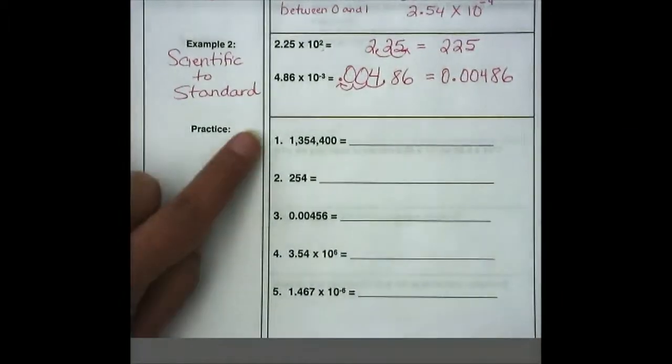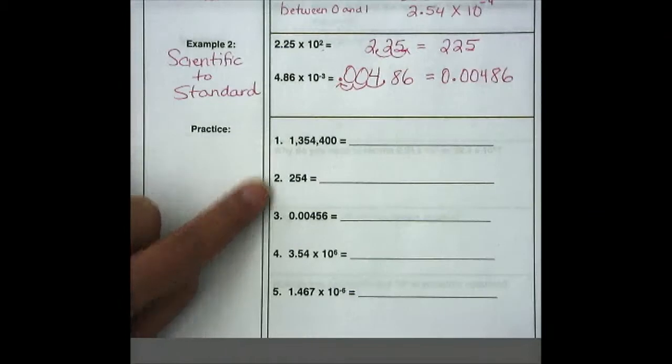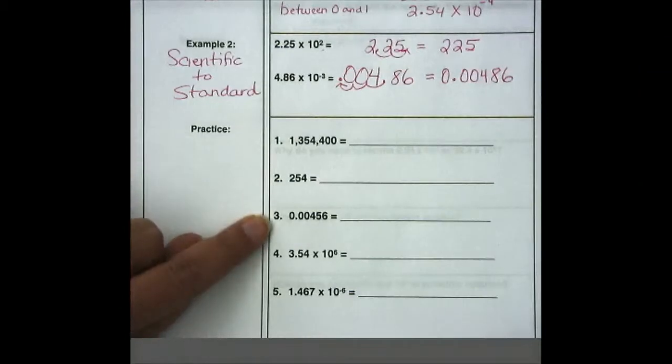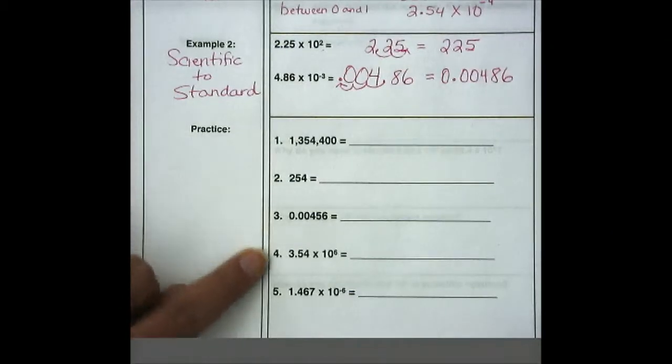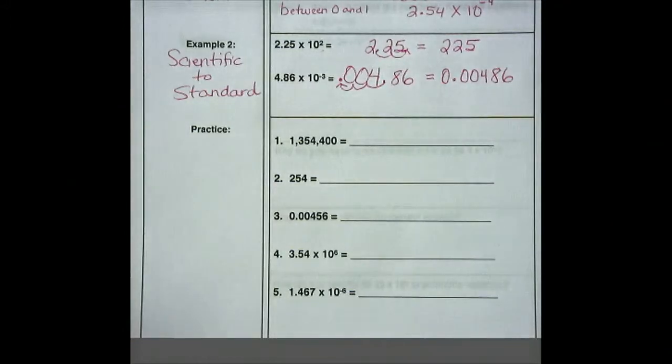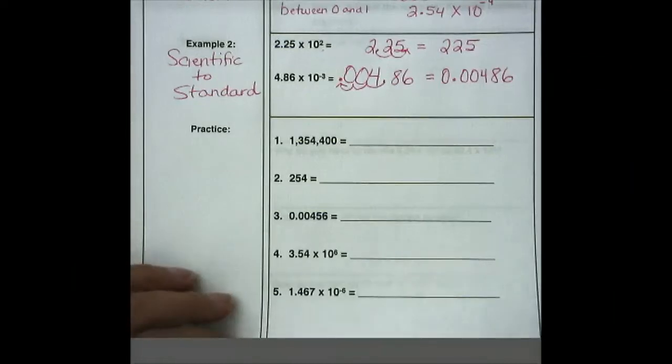I want you to take a few minutes, pause the video, and work the practice problems at the bottom of the page. Notice that numbers 1, 2, and 3 are going from standard to scientific, and numbers 4 and 5 are going from scientific to standard. Pay attention to what you're doing. Pay attention to your rules. Go back over your notes before you work your practice problems and try to do your very best on those. When you're finished, come back and we will complete the lesson.